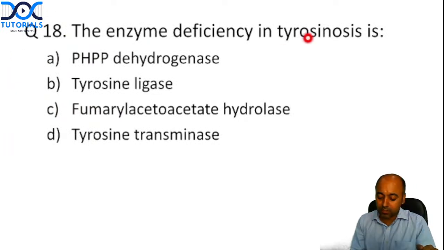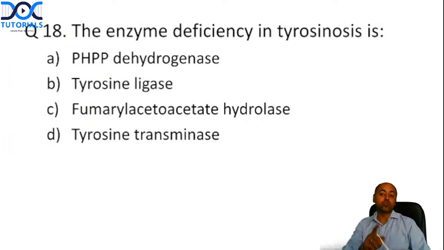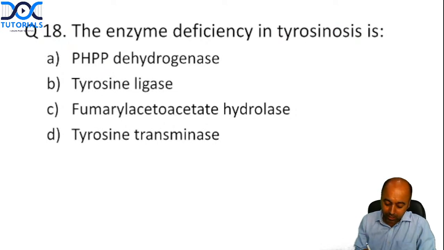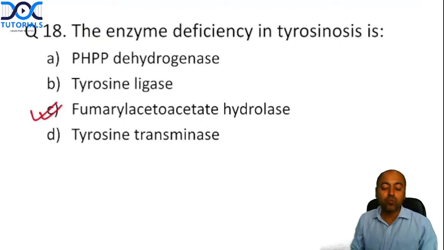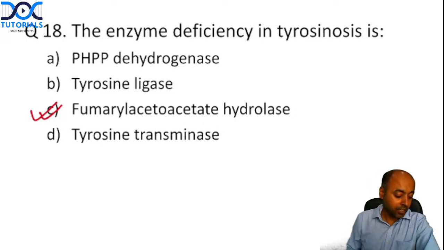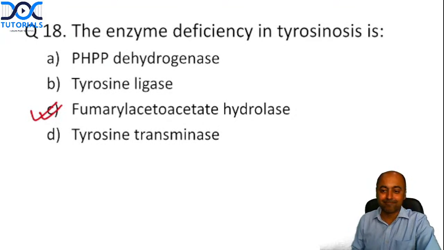You can see a question on tyrosinosis. When this question was asked, a lot of students did not know that tyrosinosis is the other name for tyrosinemia type 1, and we just mentioned the deficient enzyme is fumarylacetoacetate hydrolase. Fumarylacetoacetate hydrolase is the deficient enzyme in tyrosinosis.